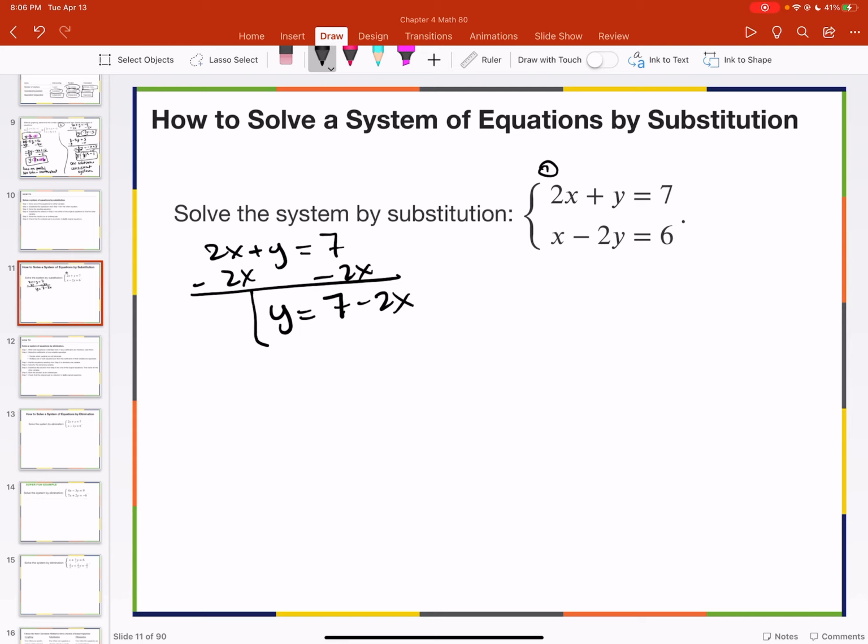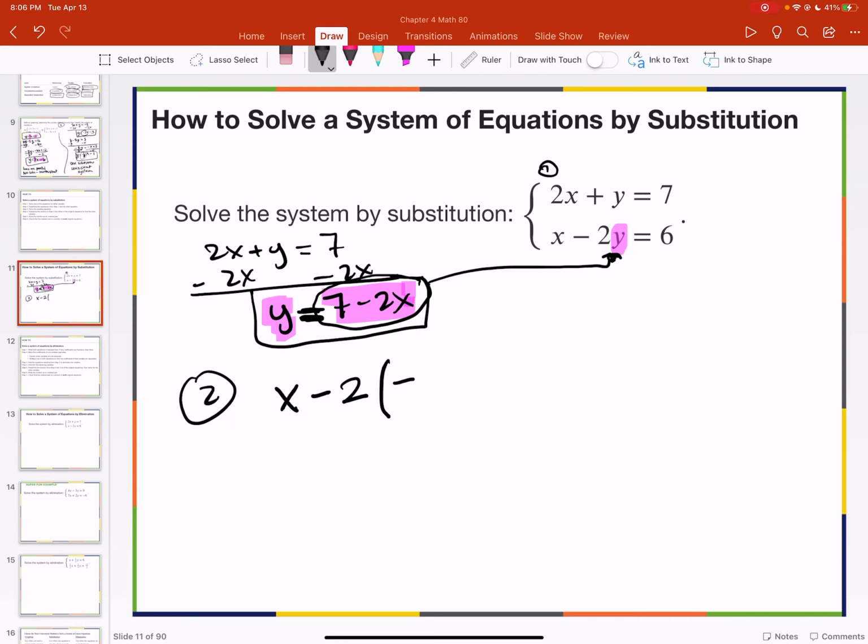Now I'm going to take this part here. So y is equal to this, but the second equation has a y. So instead of y, I'm going to write 7 minus 2x. I'm going to substitute this part into this y. Why am I going to do that? Because they're equal. So substitution: x minus 2 times, and now instead of y, I'm going to put 7 minus 2x, equals 6. So notice that's what I did here. Now we're going to solve for x.